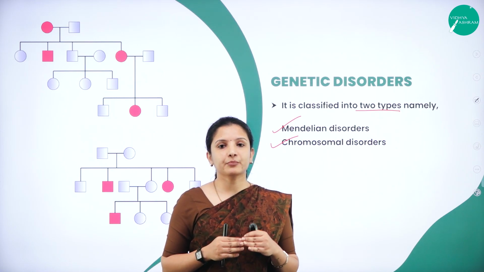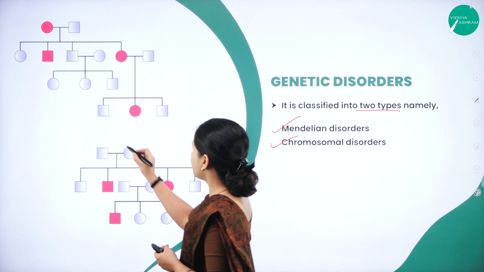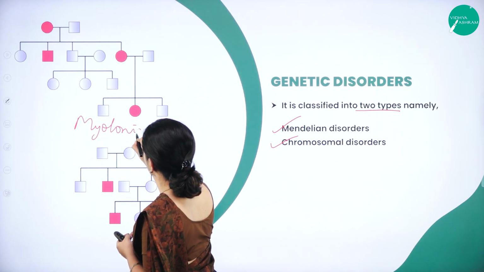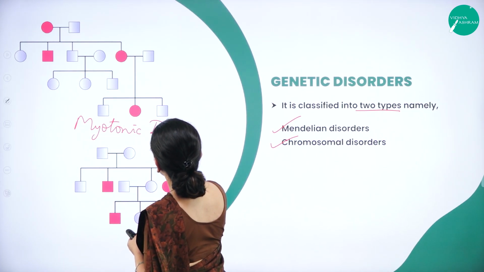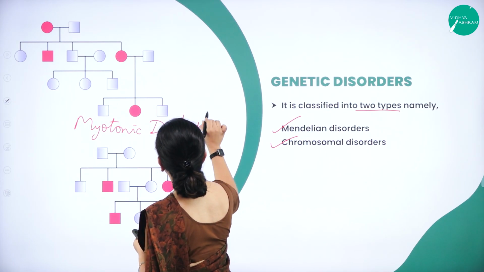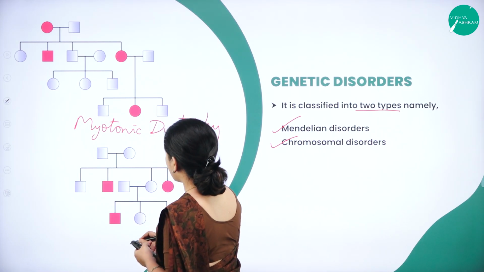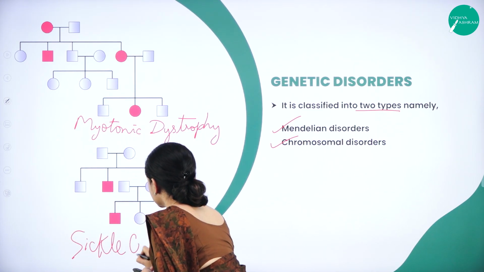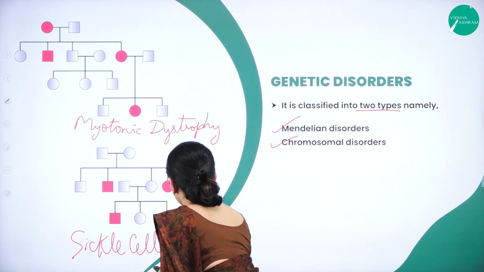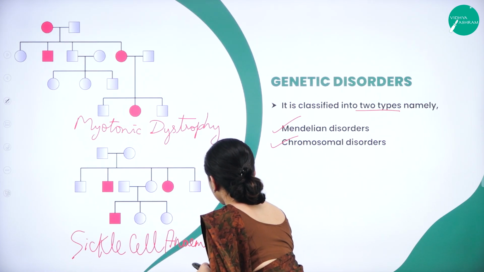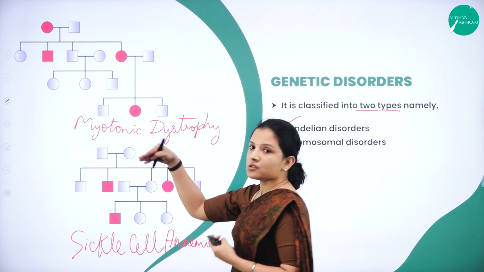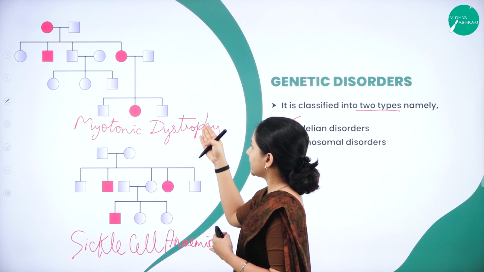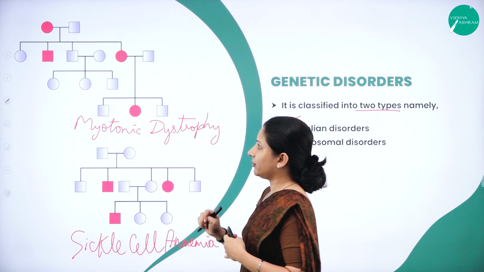So I'll take the example of two disorders here. One is myotonic dystrophy, and the other one is sickle cell anemia. So we'll put up a chart, that is a pedigree analysis chart, for myotonic dystrophy and sickle cell anemia.